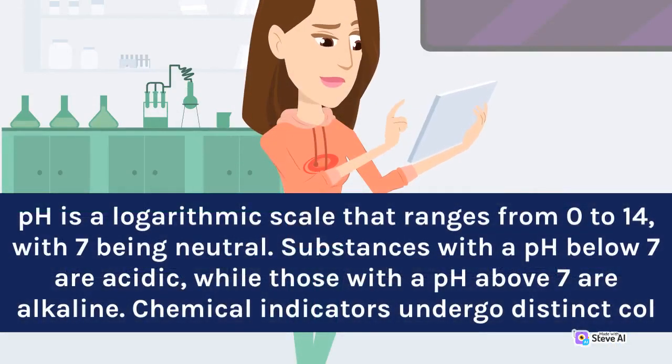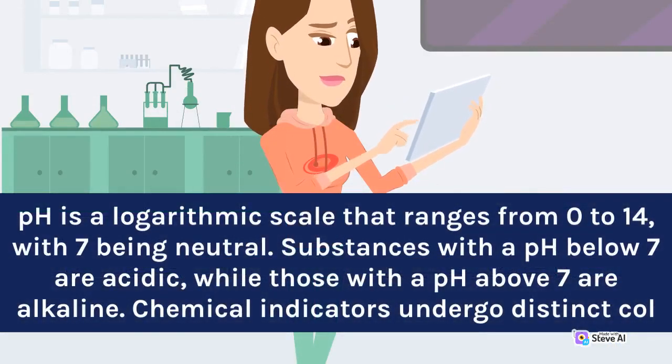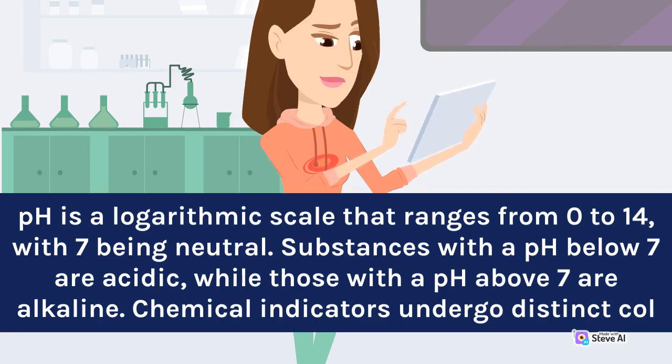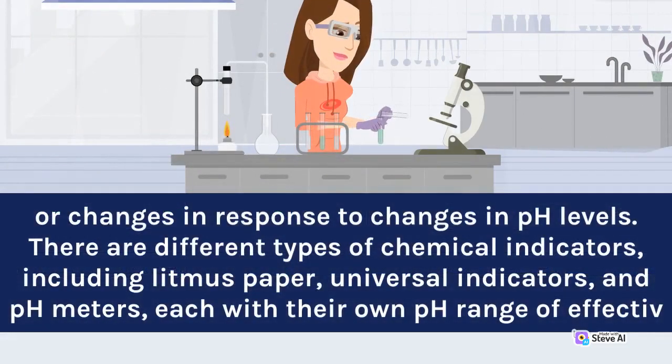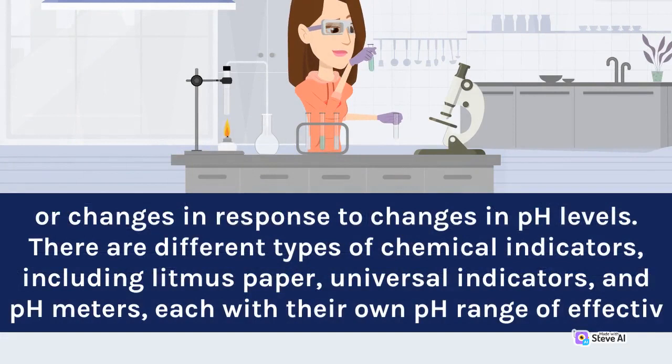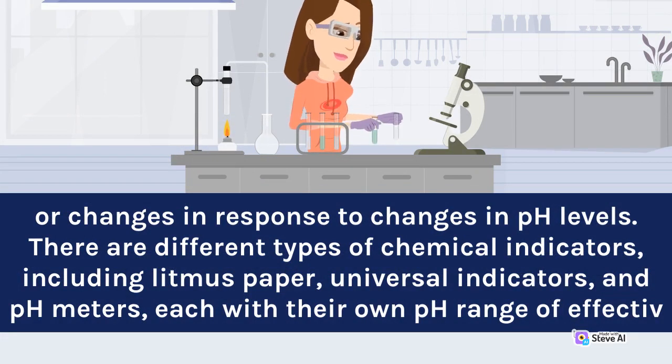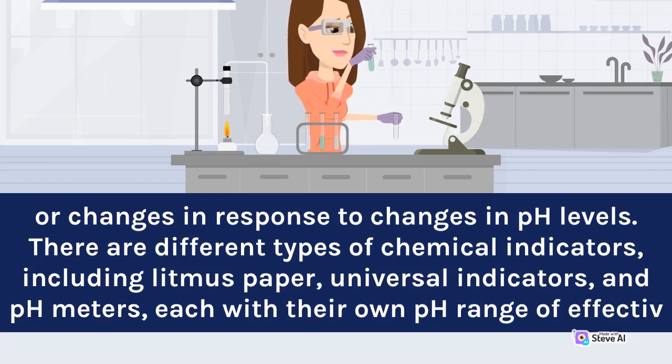pH is a logarithmic scale that ranges from 0 to 14, with 7 being neutral. Substances with a pH below 7 are acidic, while those with a pH above 7 are alkaline. Chemical indicators undergo distinct color changes in response to changes in pH levels. There are different types of chemical indicators, including litmus paper, universal indicators, and pH meters, each with their own pH range of effectiveness.